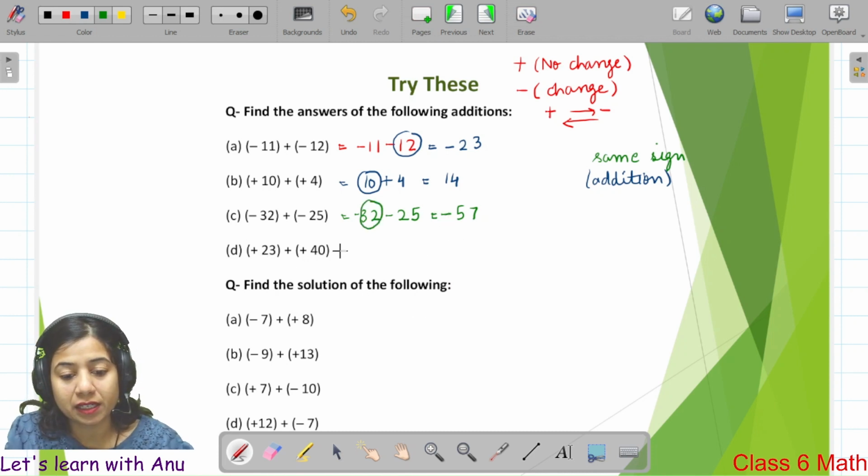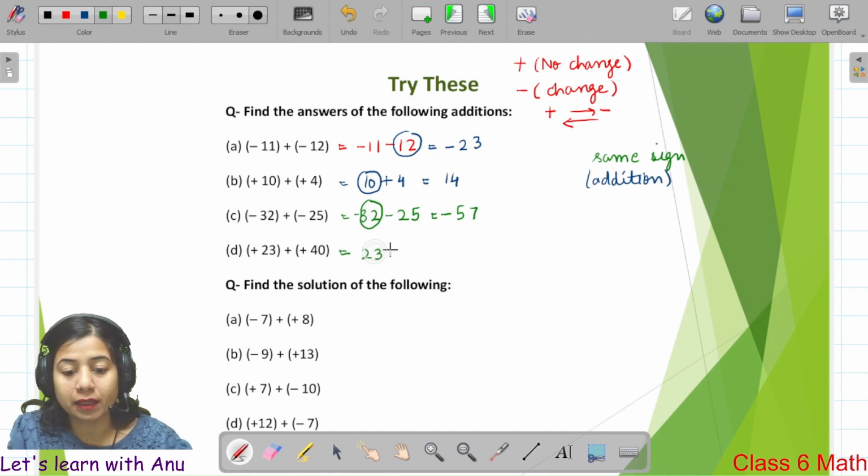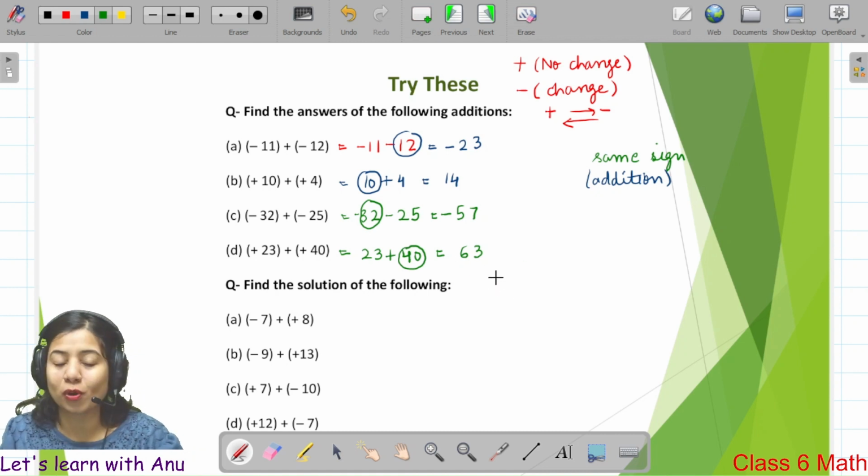Then the D part is +23 plus 40. So it's 23 and 40, and the answer comes out to be 63. Again, the bigger integer is 40, which is positive, so the answer is also positive.